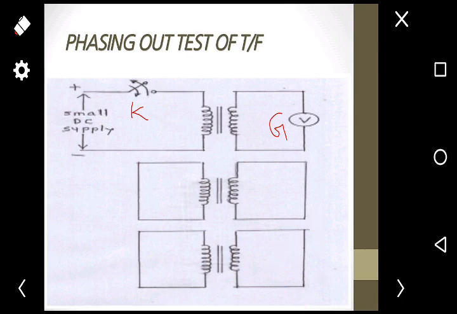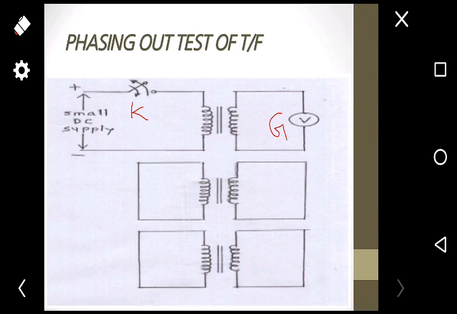The winding across which maximum deflection occurs in the secondary phase winding corresponds to the primary winding to which it is to be connected. The procedure is repeated for the remaining windings. This is the simple phasing out test of a transformer.